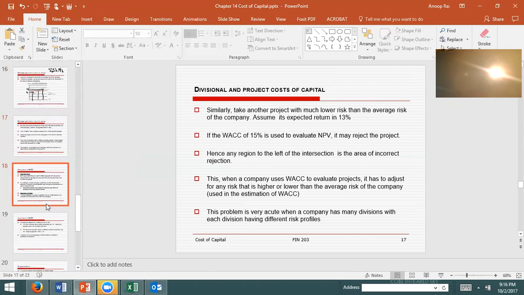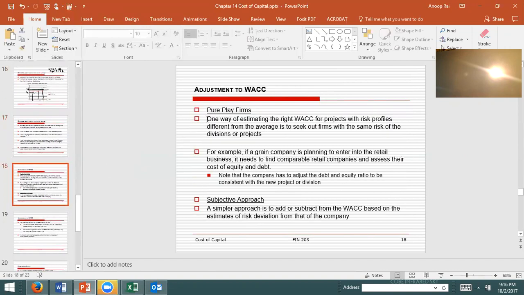And the other way is you can do what we call the pure play firms. So what you can say is, look, I know this industry. So in the pure play way, what we do is we seek out firms with the same risk of the divisions or projects. For example, if a grain company is planning to enter the retail business, it needs to find comparable retail firms and assess the cost of equity in that. So it's a little tricky. We won't do this problem in class.